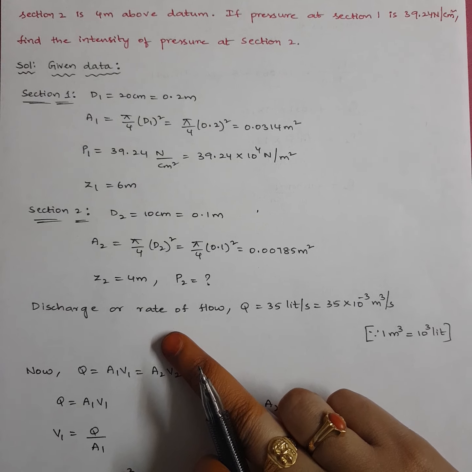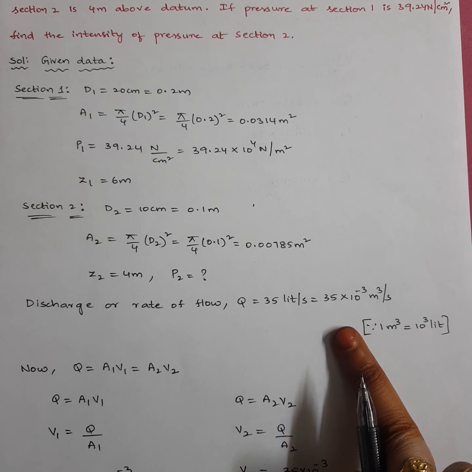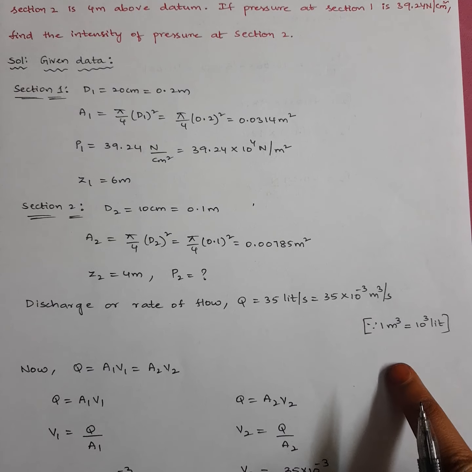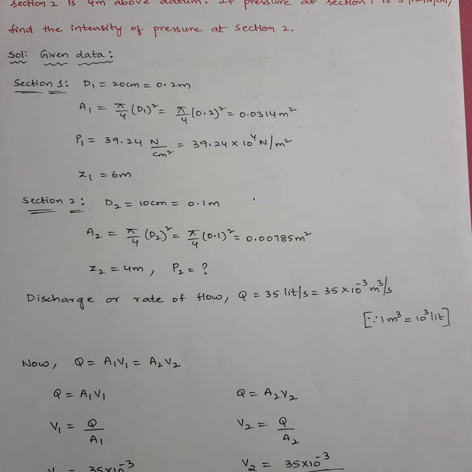Given for the common data, discharge Q is 35 liter per second, means it is 35 into 10 power minus 3 meter cube per second. Why? Because 1 meter cube is 1000 liters. So obviously 1 liter will be 10 power minus 3 meter cube.